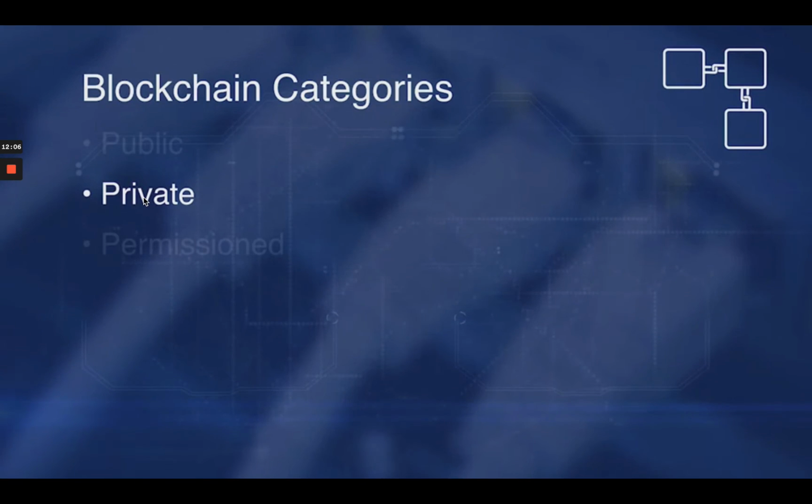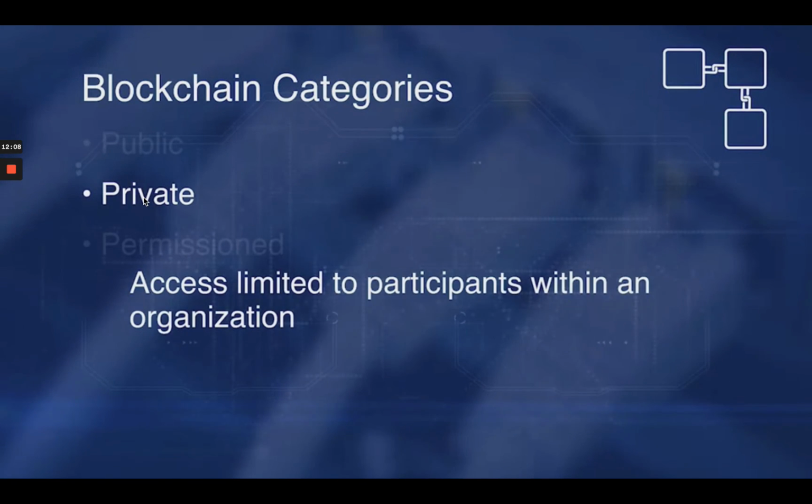In a private blockchain, access to the blockchain is limited to selected participants, for example, those participants within an organization. This restriction helps in simplifying the normal operations such as block creation and consensus model.